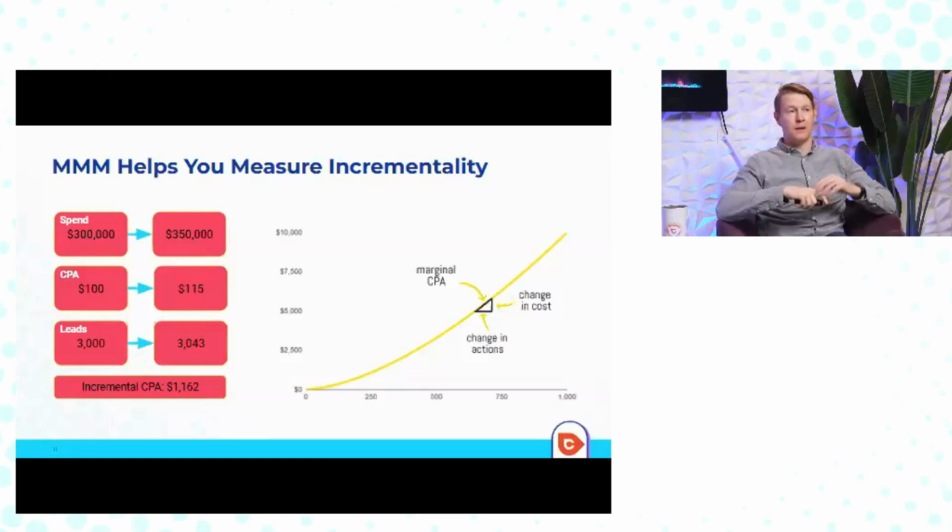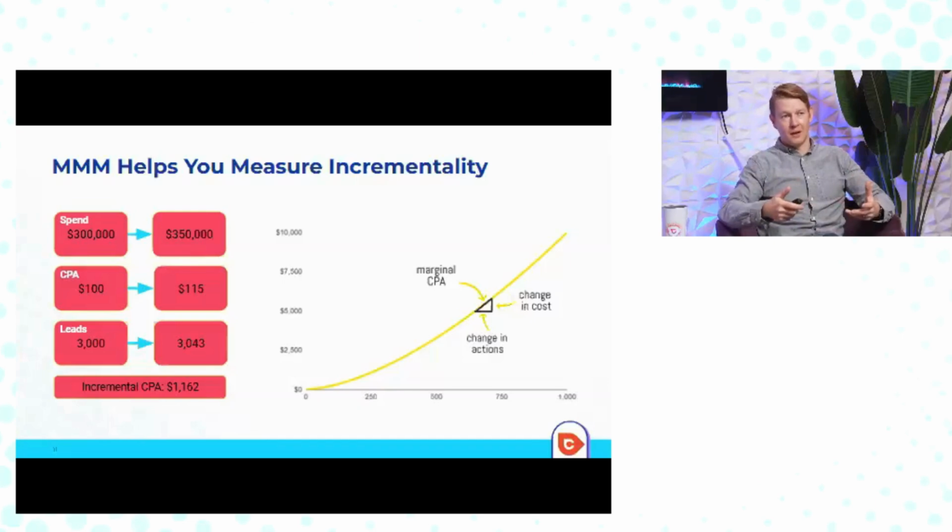This is a slight detour, but a great way for us to start really thinking about performance as marketers, and sometimes something that we tend to miss, right? So in this scenario, on the left, I'm spending $300,000 a month. I decide to add $50,000 a month to, let's say, my Google Ads spend. My CPA at $300,000 is $100. My CPA at $350,000 is $115. Leads driven at $300,000 is 3,000. The leads driven at $350,000 is 3,043.